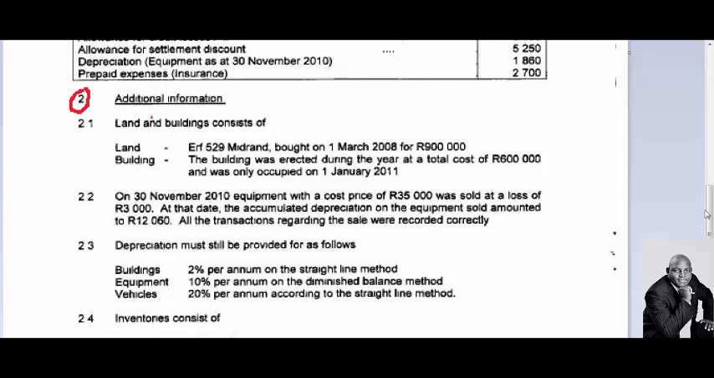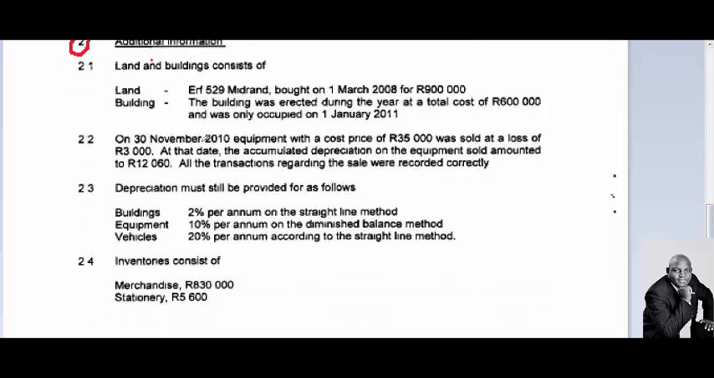So the best place to start is here by the additional information. Once you have balanced everything from the additional information, then you go back to the trial balances, then you just plug in the values into your layouts. It is super easy that way.